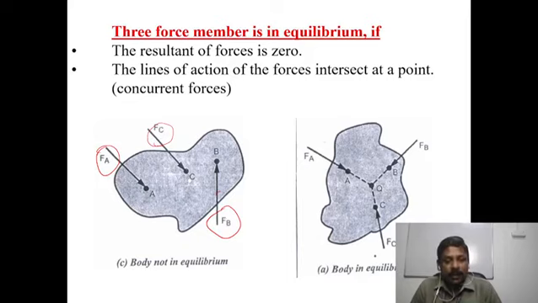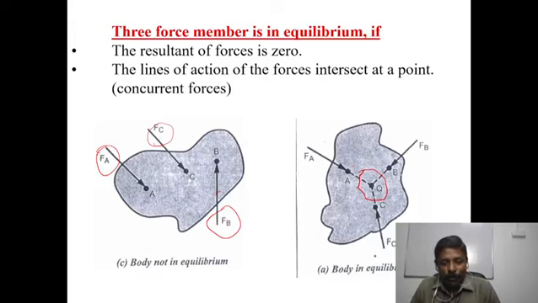Okay, this is the first condition: the resultant force of the three should be 0, and the lines of action of the forces should intersect at a point. It means the forces are concurrent. Concurrent means all the forces must meet at one point. So according to this, see this second diagram, these three forces Fa, Fb, and Fc should meet at some point. So this is the second condition.